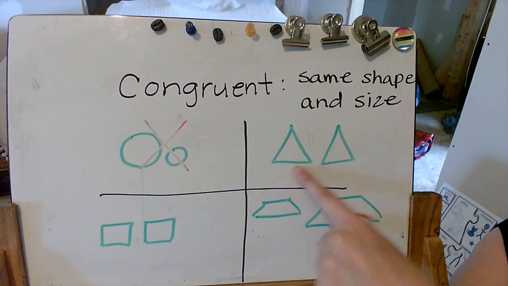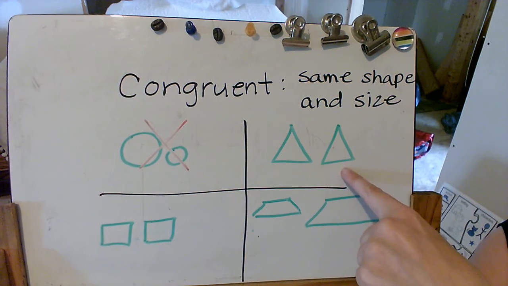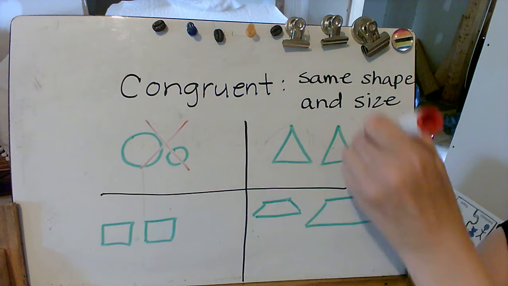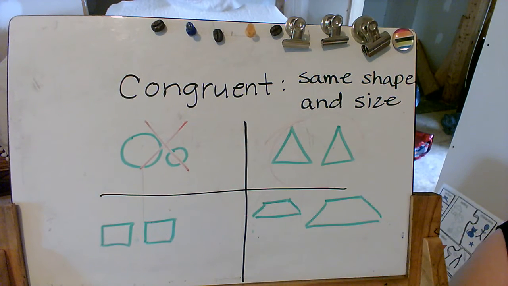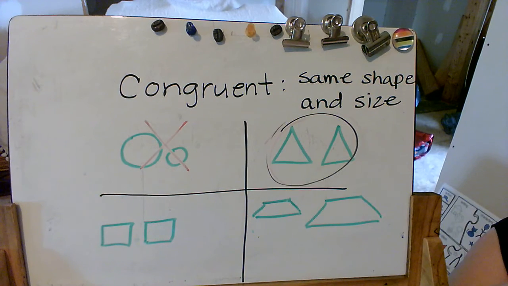Let's look at these 2 shapes. They both have 3 sides, so that means they're both triangles. Are these triangles about the same size? Yes. So these 2 triangles are congruent. I'm going to circle them. Yes, they are.